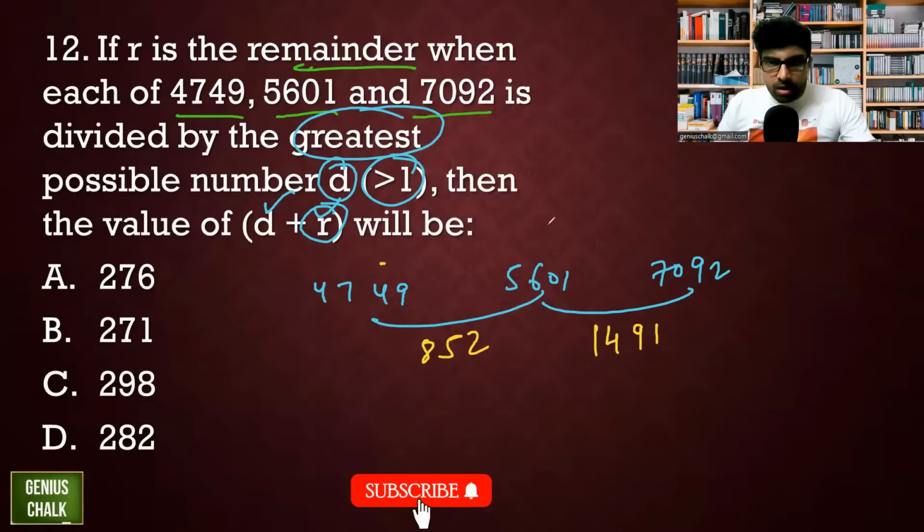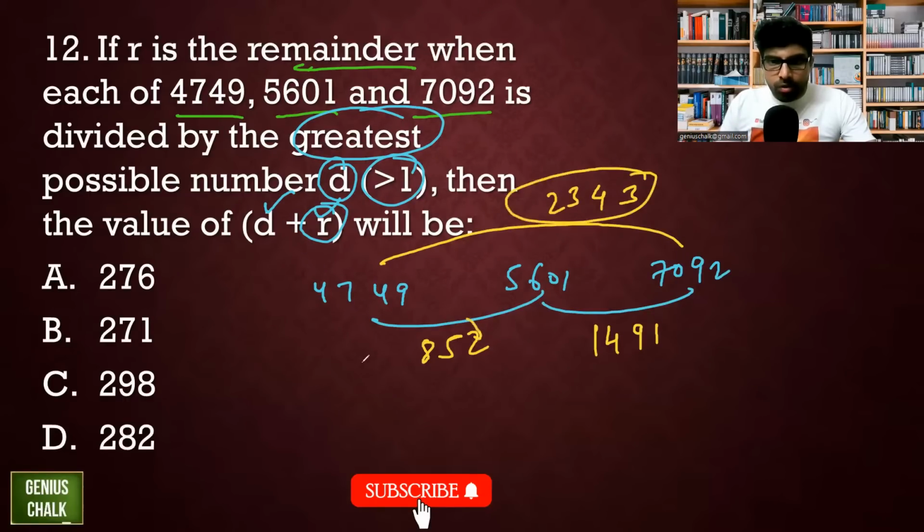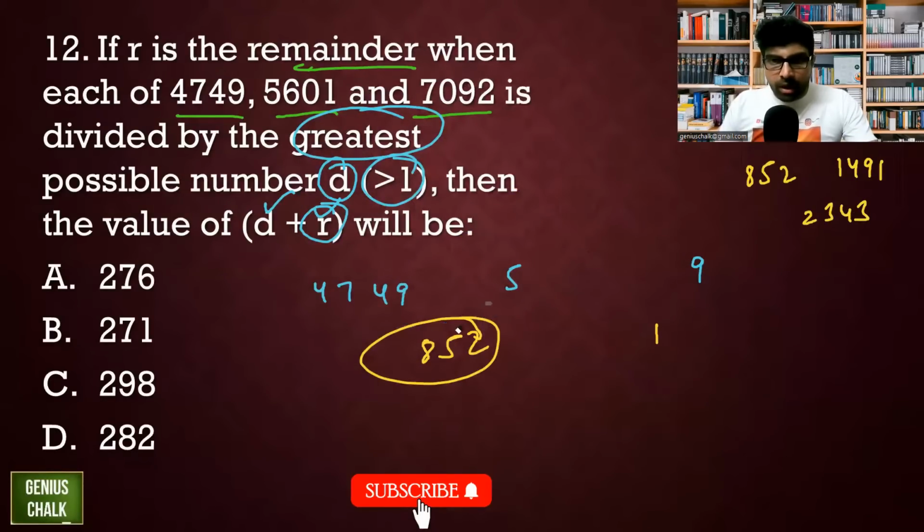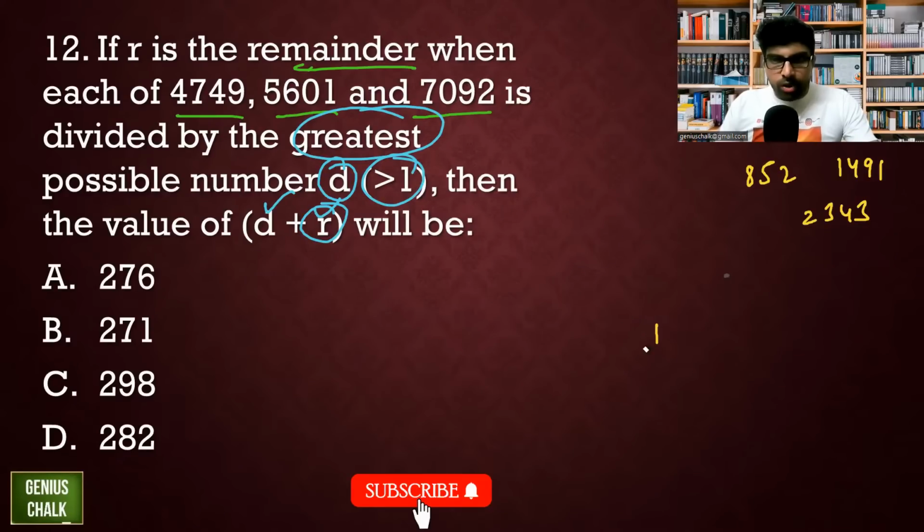And 1. And the third and the first also. This becomes 3. This becomes 4. And this becomes 2, 3. So now we have to find the HCF of 852, 1491 and 2343. So let's find their HCF, as HCF would be the factor of their difference only directly.